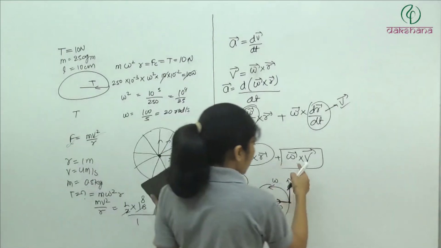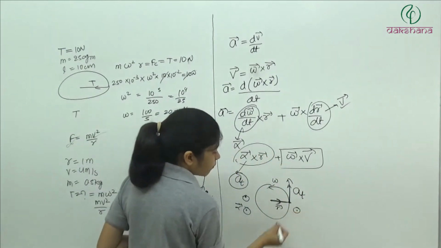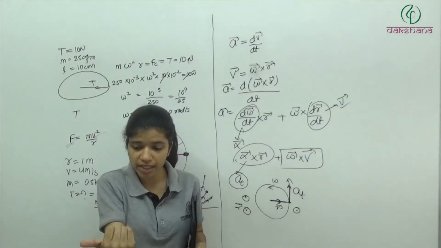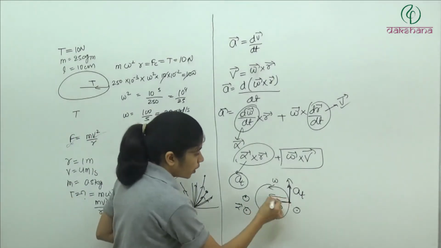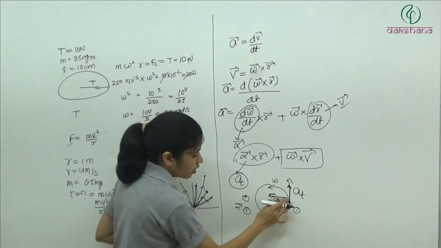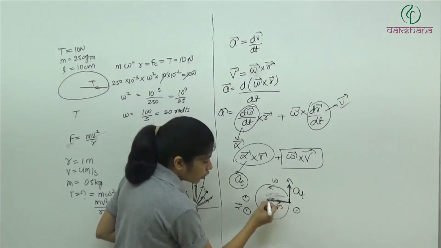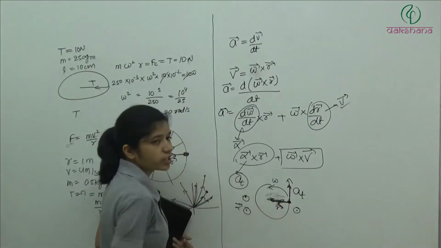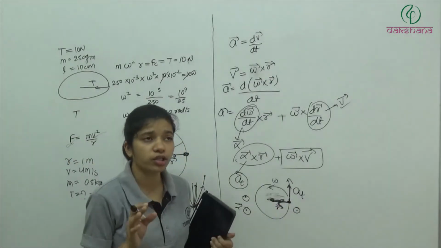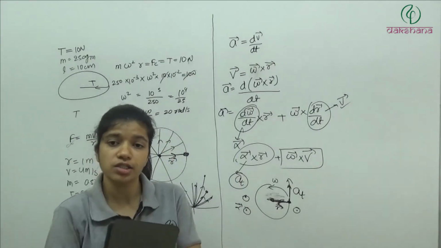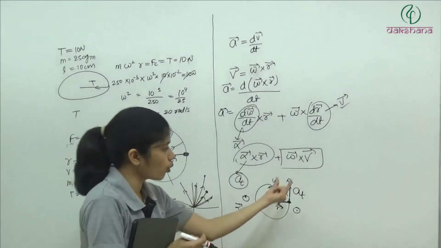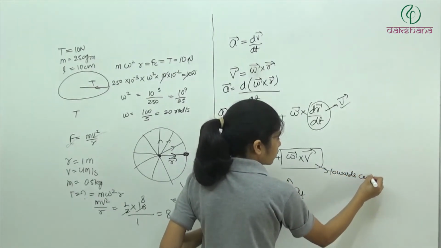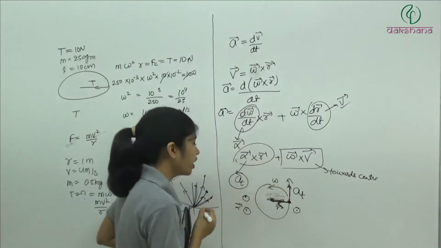And if you see this omega cross v, omega is outside and at this point v is like this. So how does omega cross v come? In this direction. Omega cross v comes to this side; it is towards the center. At this point omega cross v is towards the center, and the acceleration which is towards the center is called centripetal acceleration. So omega cross v is towards the center, and this alpha cross r is tangential.